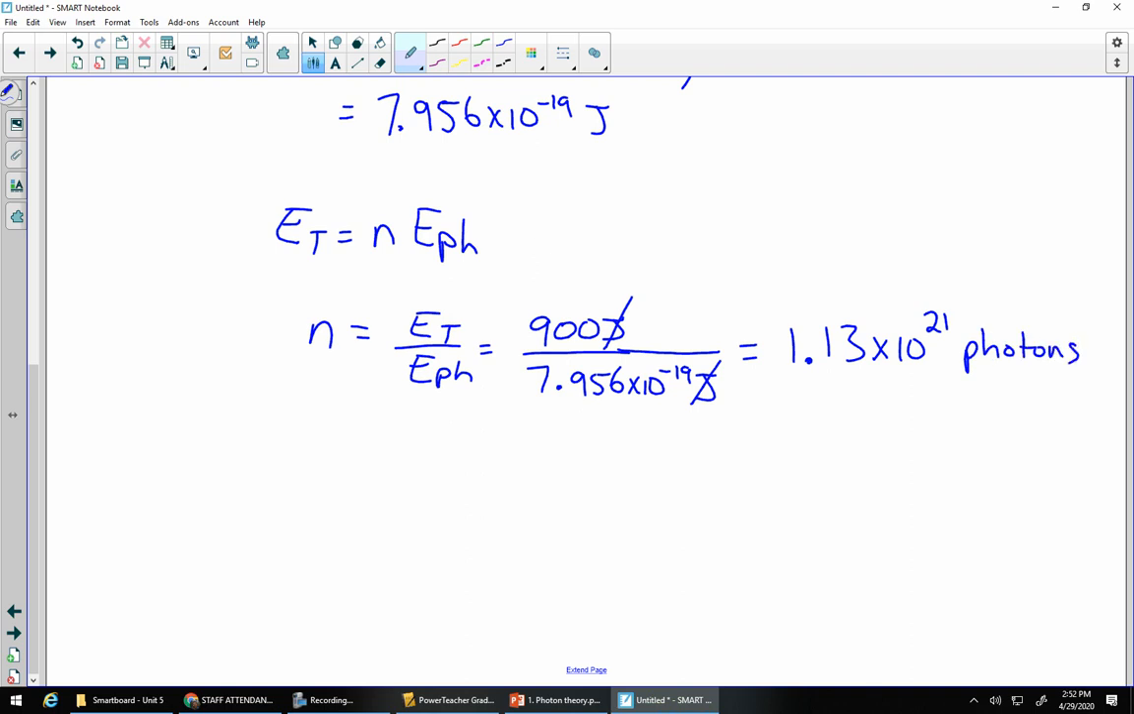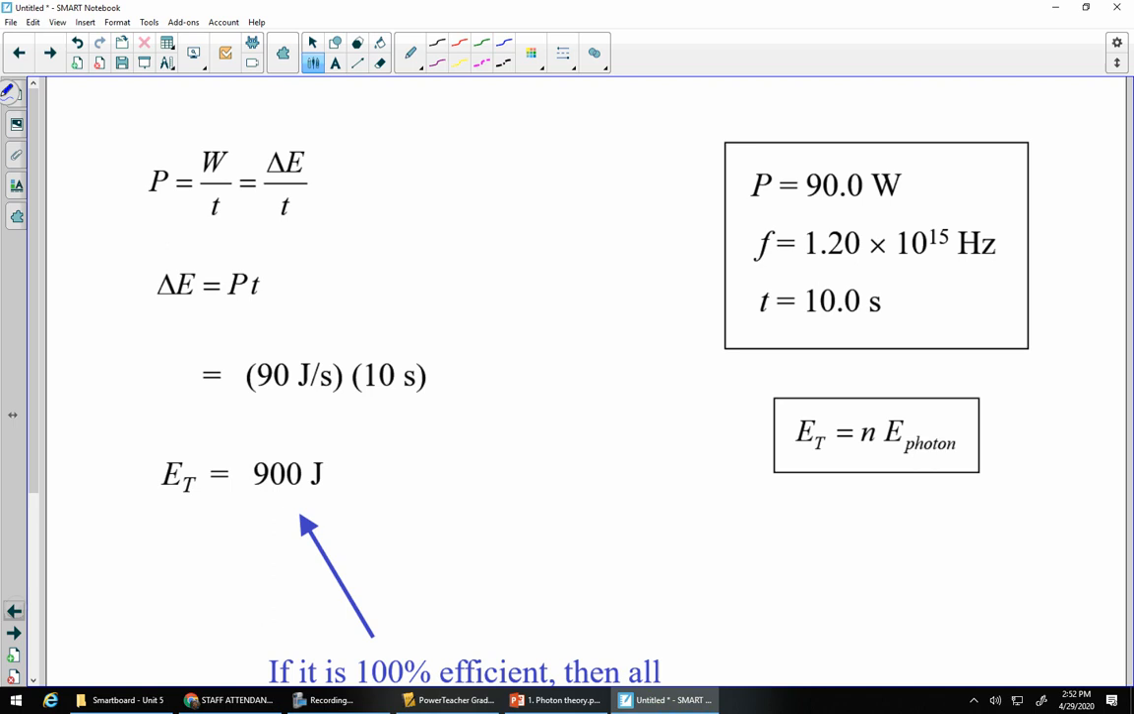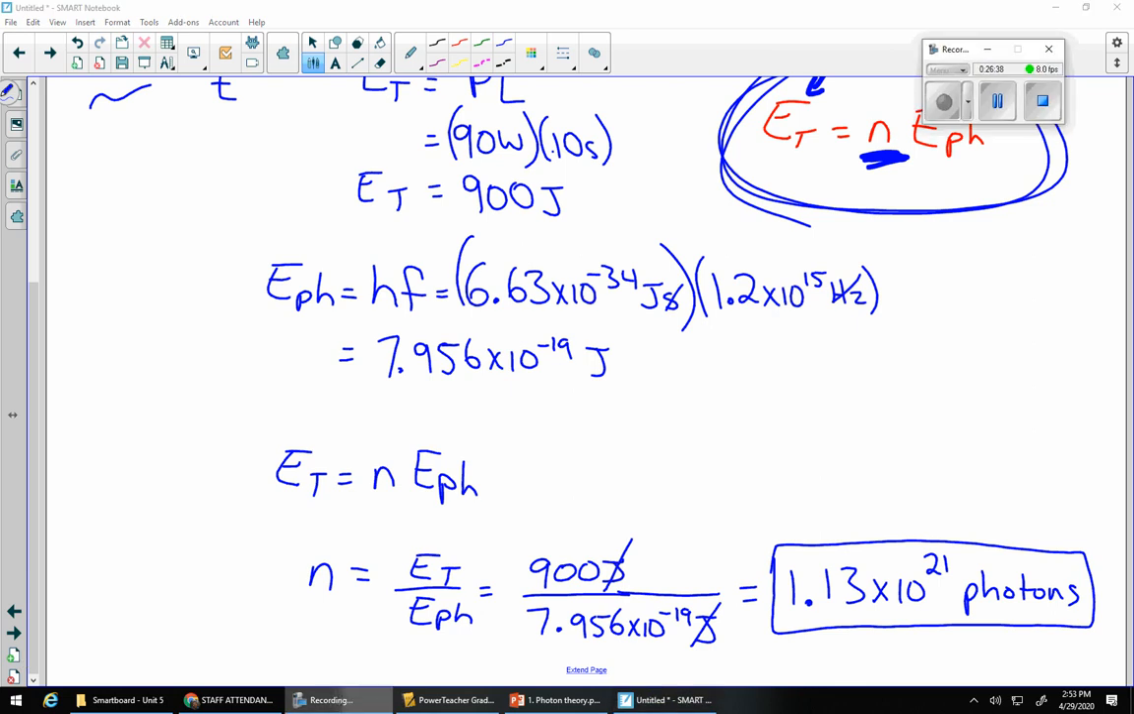Now that kind of makes sense, right? Because the energy for one photon, if it's 10 to the negative 19 joules, we got 900 joules. It's going to be a ridiculous number of photons, like a very, very extremely large number of photons. That is essentially our lesson for today, looking at the idea of photon theory, and this whole unit is kind of exploring with photon theory and with things behaving as individuals, so as quanta, which is getting into some kind of neat stuff.